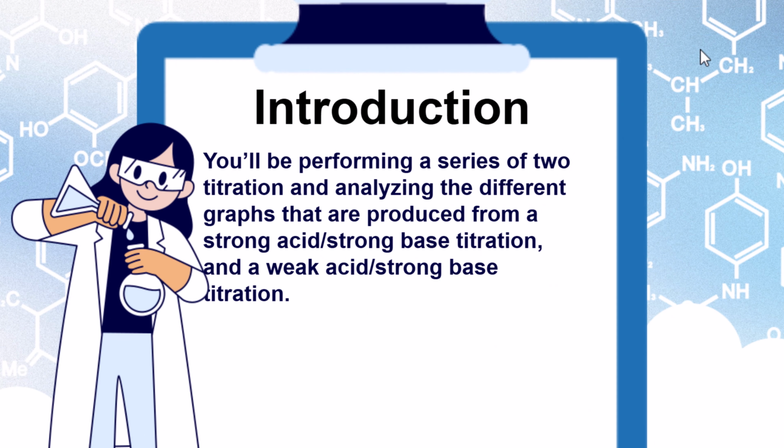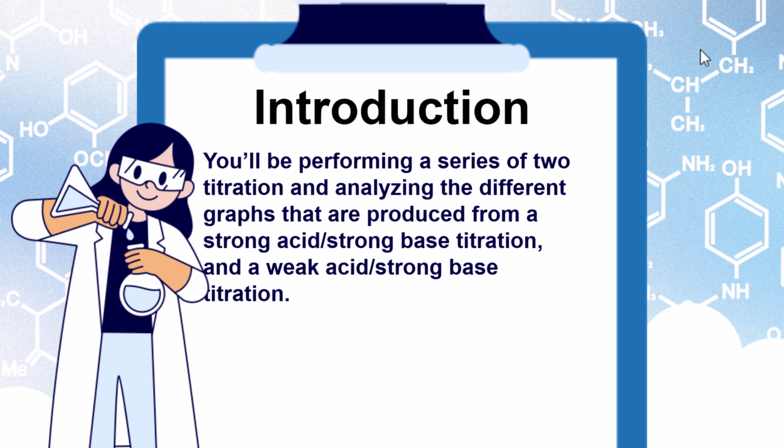you're essentially going to be performing a series of two titrations and analyzing the different graphs that are produced from a strong acid, strong base titration and a weak acid, strong base titration. So we're going to be looking at different parts of the graph. We're going to be looking at where the equivalence point is located for each part of the graph in terms of its pH and in terms of how much base is going to be added.